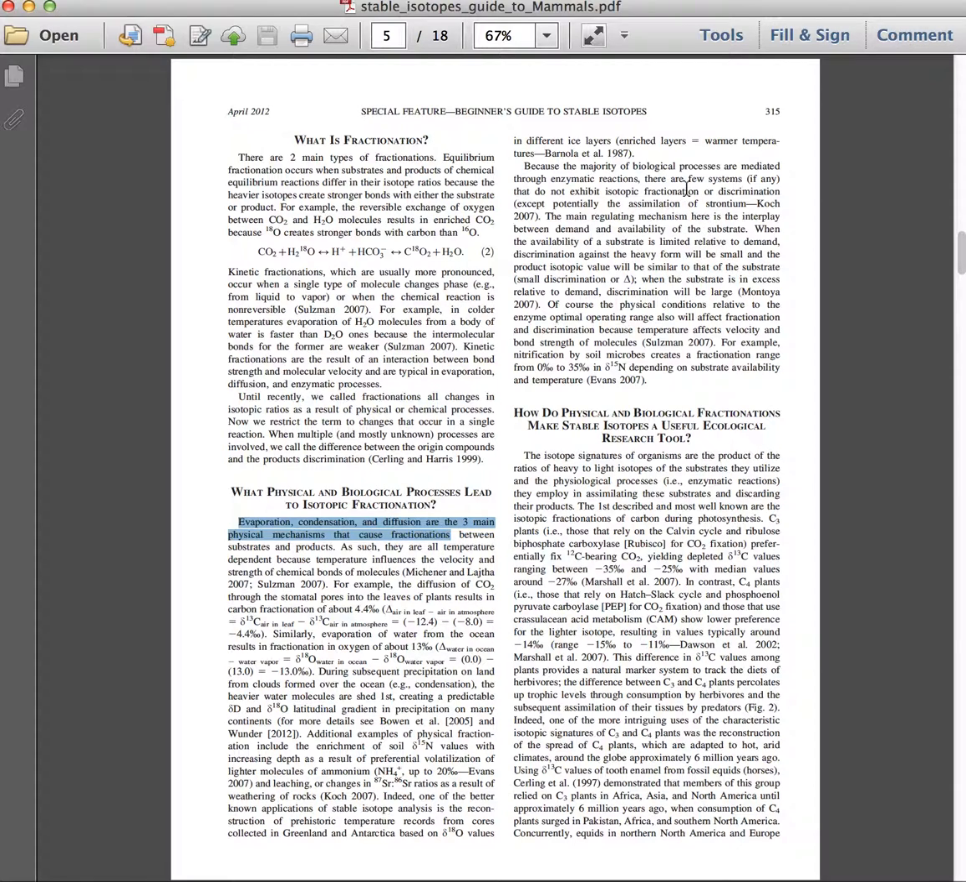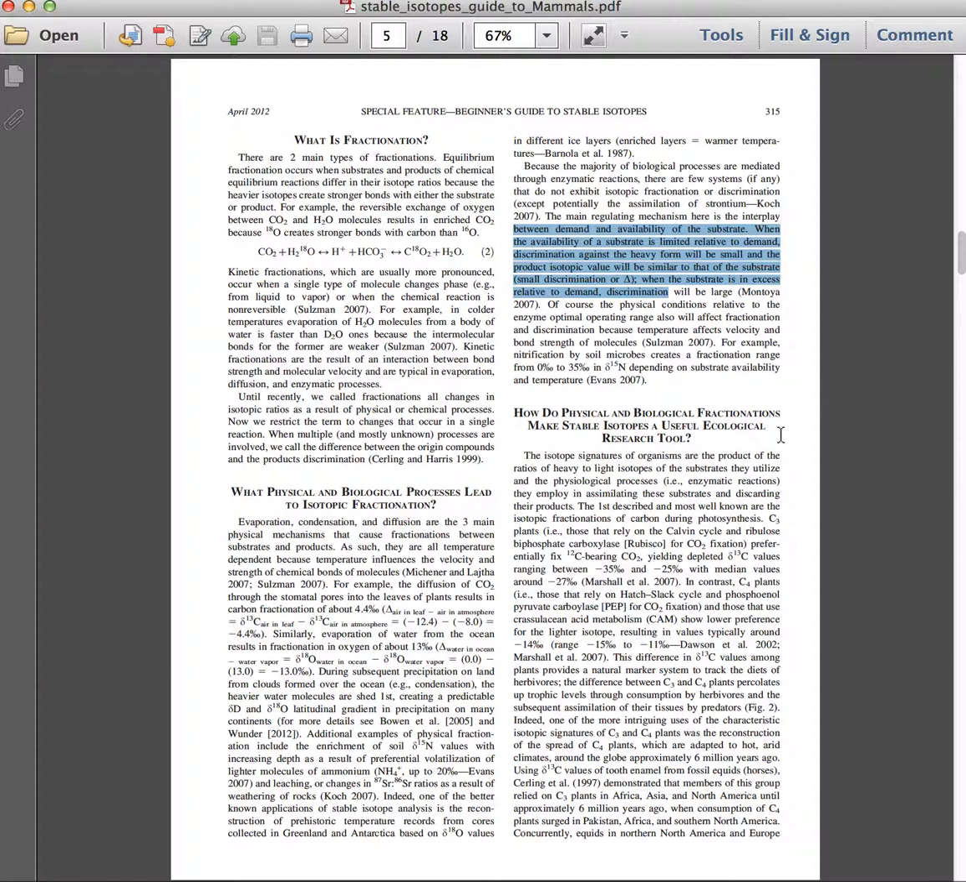Over here we have the relationship, somewhere in here, between what's available and the amount of discrimination. This is a really nice section. So, the relationship between the availability of a substrate or a food item, for instance, and then the amount of discrimination that occurs when that resource is used.